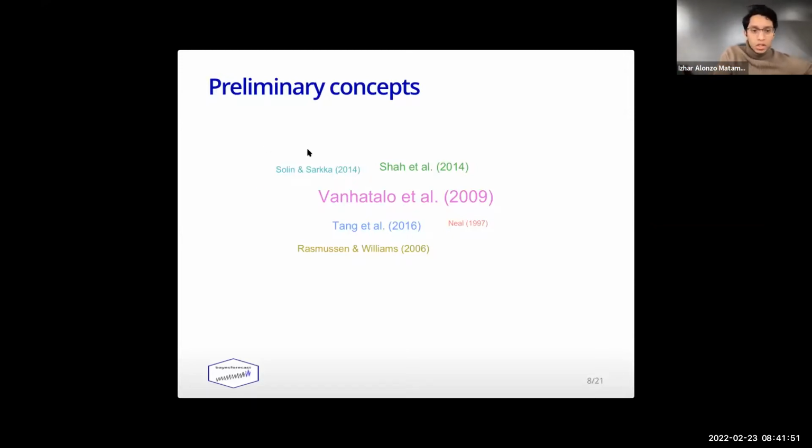And then Arno Solin and Simo Särkkä in 2014, in the same year, published a paper where they provide an algorithm for fast computation of Student T processes and Gaussian processes, but using a state space model formulation.